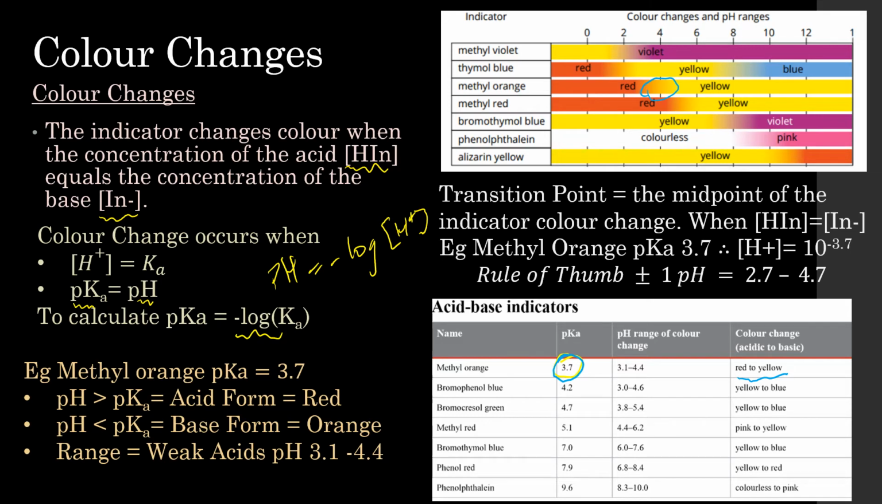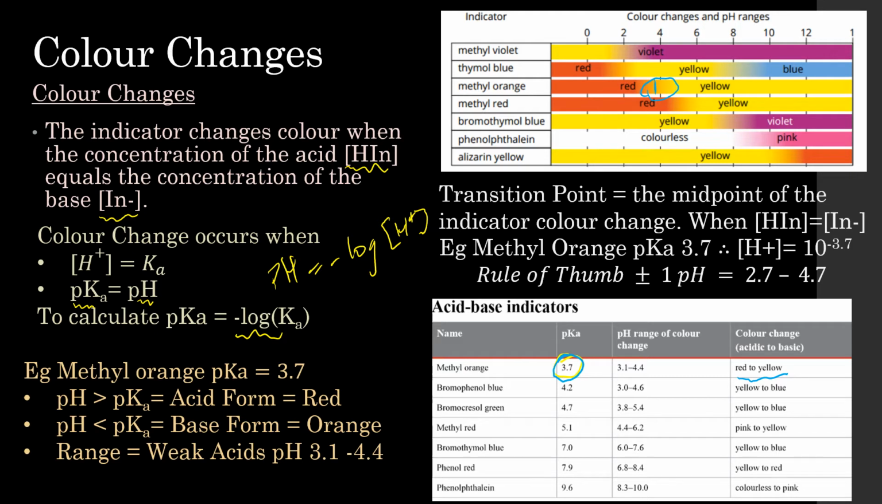You can see that the range is a pH of 3.1 to 4.4. Now a transition point is just the midpoint of that colour change. So we can see that that's around here. So that's our pKa as well, isn't it? So when the concentration of the acid form equals the concentration of the base form, in this case, it's a pKa of 3.7.